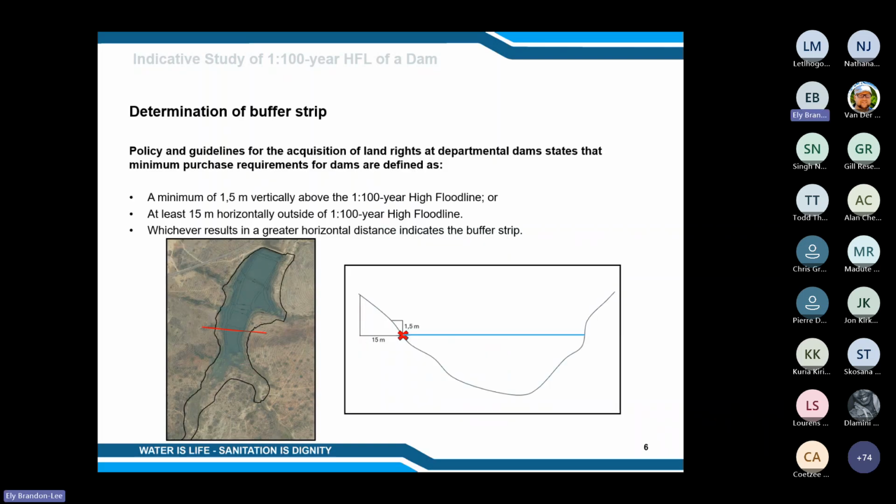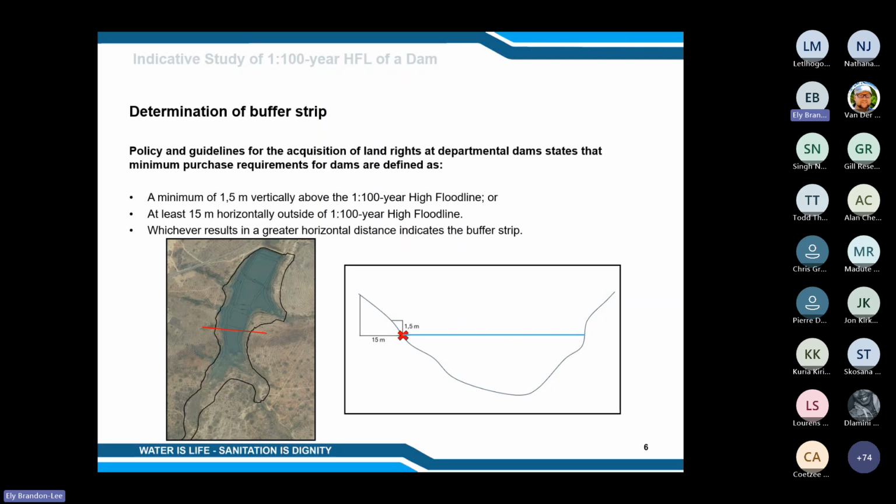Once the 1 in 100-year high flood line of the dam is determined, the department also estimates a buffer strip for extra safety. According to the policy and guidelines for the acquisition of land rights at the departmental dams, the buffer strip for a dam is determined as follows. From the calculated high flood line, you will either go 1.5 meters vertically upwards from the high flood line or at least 15 meters horizontally outside of the high flood line. Whichever results in a greater horizontal distance would indicate the position of the buffer strip.